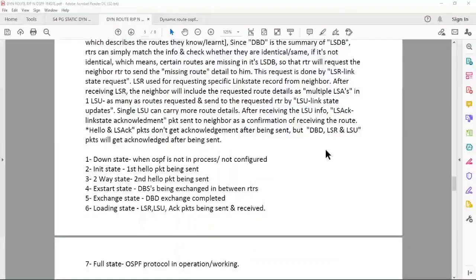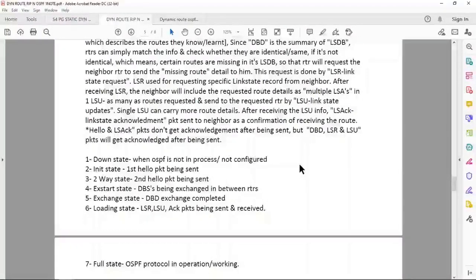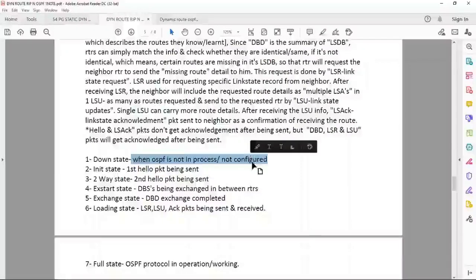So now let's see how the OSPF neighborship is formed. There are 7 states involved in OSPF neighborship formation. Initially, when there is no exchange of neighborship packets, the routers are in down state. That is what is shown here. When OSPF is not in process or not configured, you call it down state.